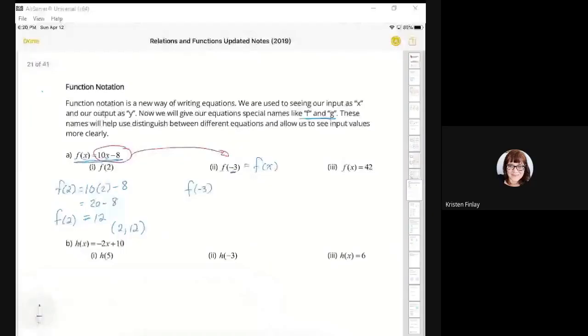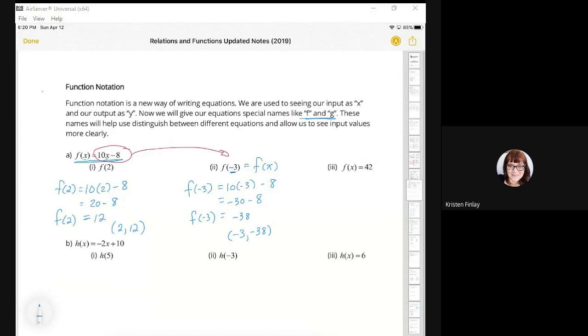So f of negative 3 is equal to 10 times negative 3 minus 8. All I'm doing is substituting in that negative 3 where there was an x. So this would be negative 30 minus 8, which would be equal to negative 38. So f of negative 3 equals negative 38. And again, I can write that as an ordered pair, (negative 3, negative 38).